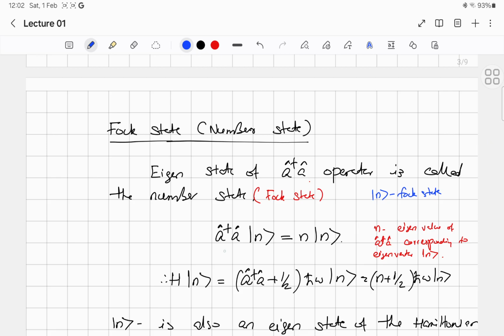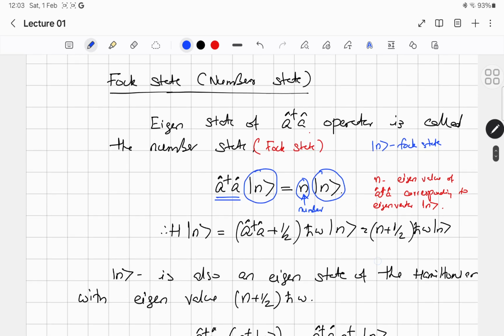So what is the meaning of it? That is, if you act a dagger a on the state n, you will get the same n. There is no change in state, but you will have some scaling factor, some number, a complex number in general. If a dagger a is Hermitian, this number must be real, but in general it may be a complex number. So this is the meaning of the eigenstate and the eigenvalue. This ket n is called the eigenstate or eigenvector of the a dagger a operator, and this number is called the eigenvalue, and in general it can be a complex number.